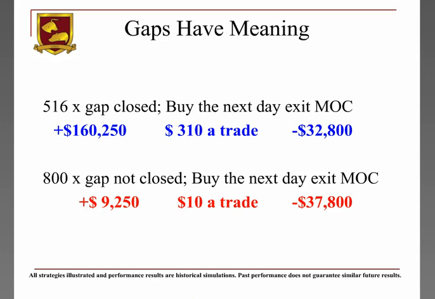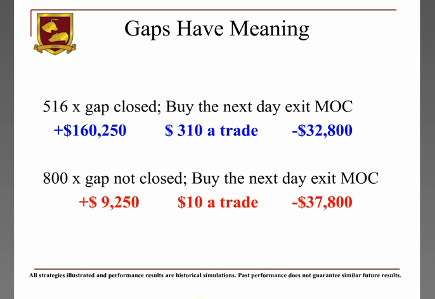516 times the gap was closed. Now, if we buy the next day and exit market on close, in other words, the market has a gap, and say we close at 60, we open at 70, and that gap was closed that day. We're going to buy on the close of that day. You wouldn't know until the end. Well, in the S&Ps, that's $160,000, $310 a trade.